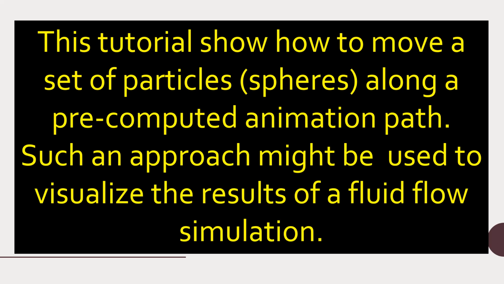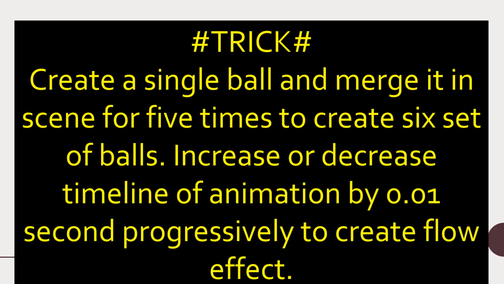So we have a pre-computed animation path, and along that we are going to move the set of balls. So what is the trick? We will create a single ball movement, and then we will merge the rest of the balls with this ball, and then we will create the required animation.